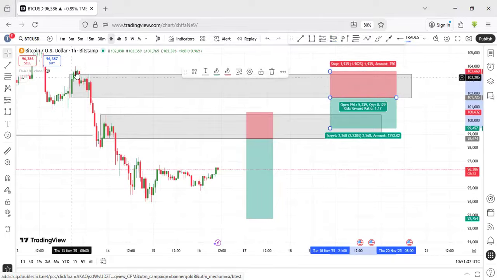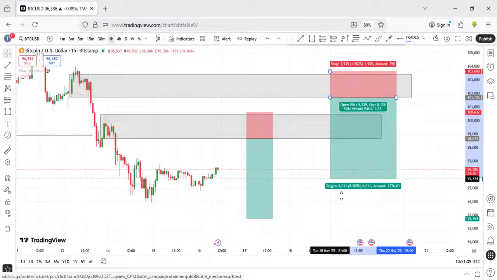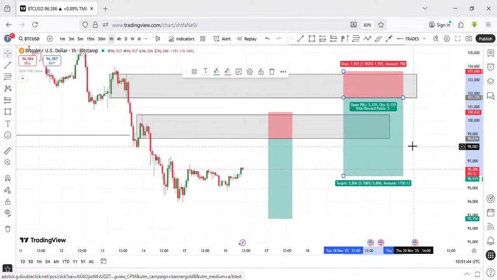If this market goes above this, then you still have nothing to worry about, because on Wednesday we'll still be updating you on what to do.